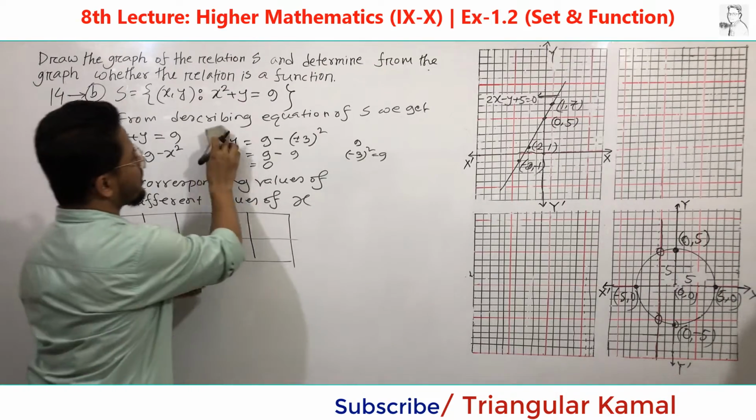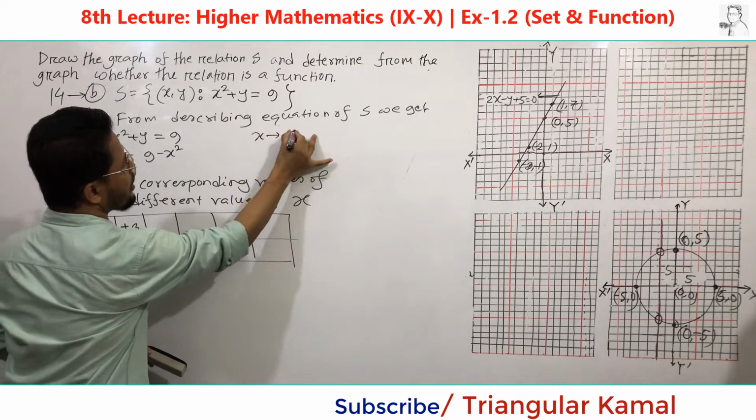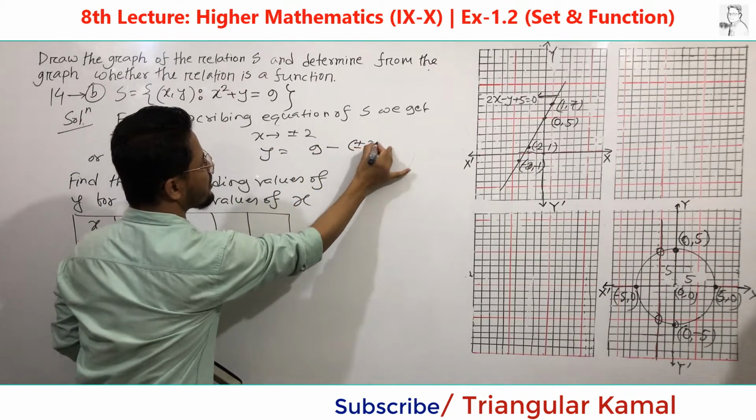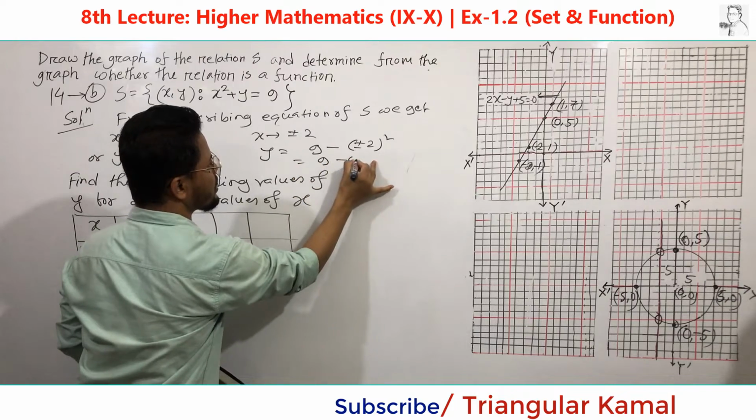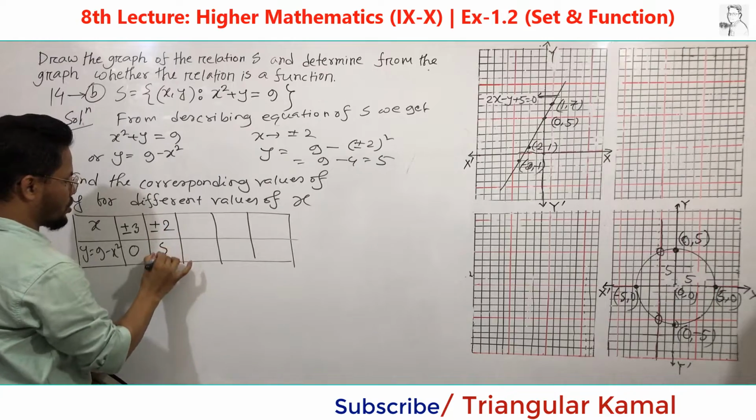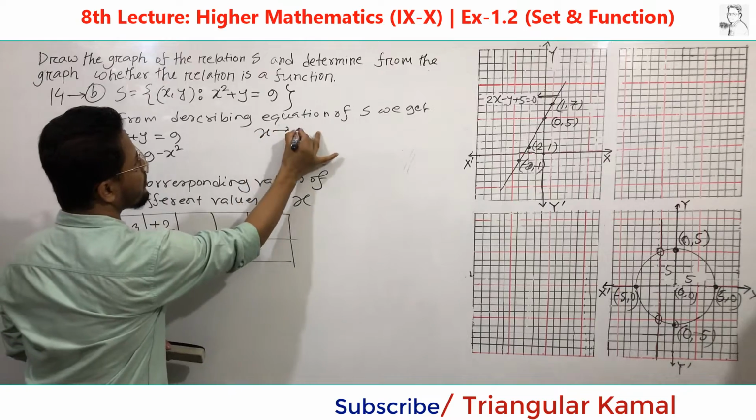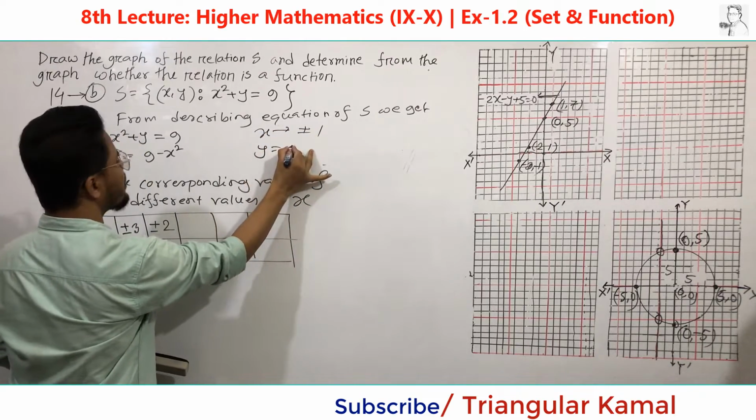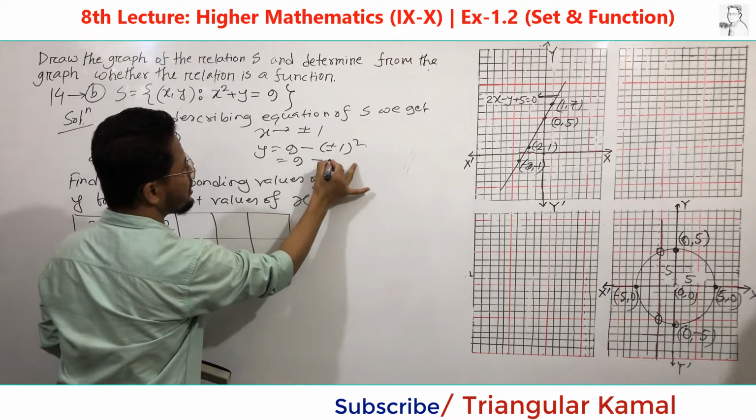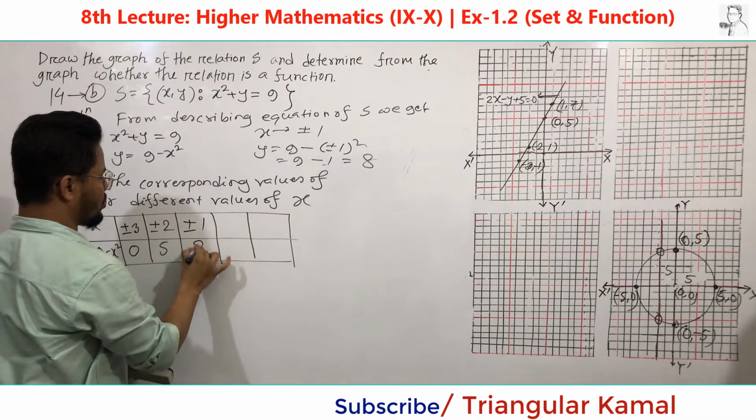Now we apply the value of x as plus minus 2. When x equals plus minus 2, y will be 9 minus plus minus 2 square, equal 9 minus 4 equal 5. So for plus minus 2, this one will be 5. Now considering x equal plus minus 1, then y will be 9 minus plus minus 1 whole square, equal 9 minus 1 equal 8. So for plus minus 1, this one will be 8.